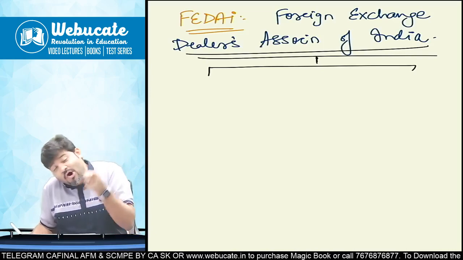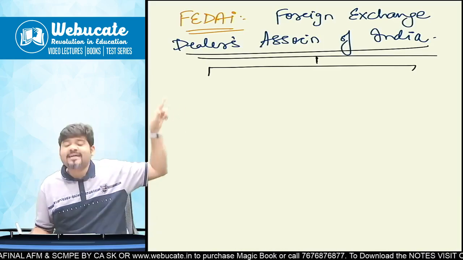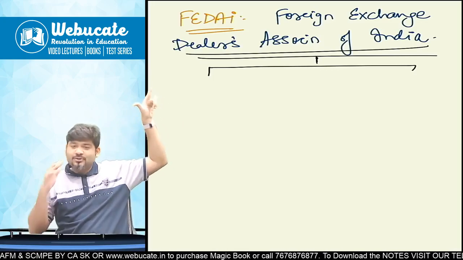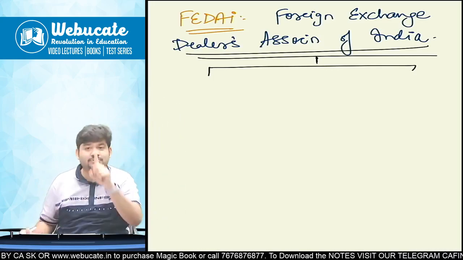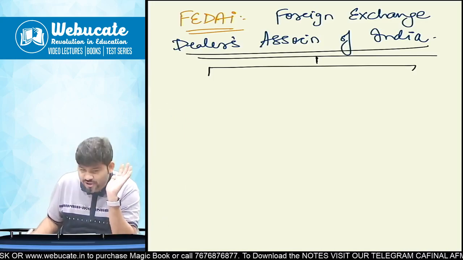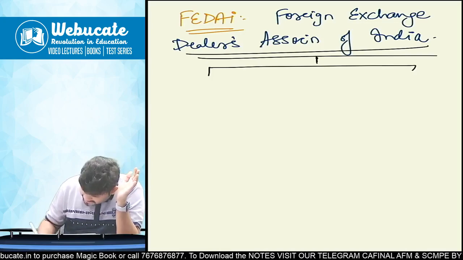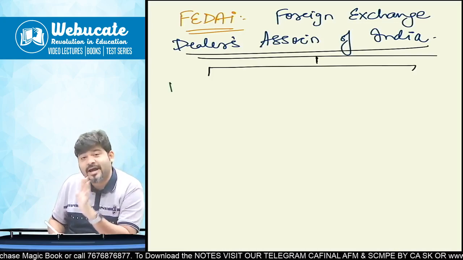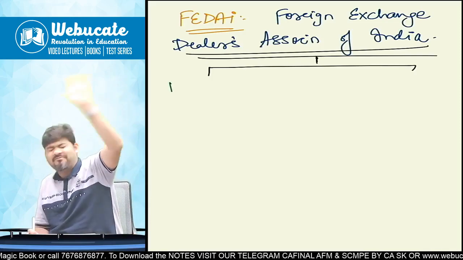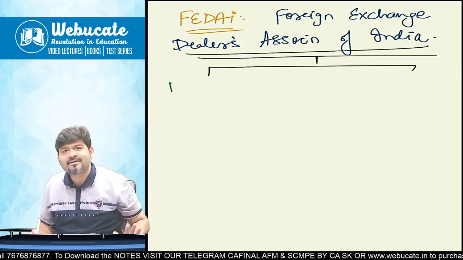For all such things, FEDAI has made certain rules, and those rules are to be followed by us. That is what we are going to study at every juncture. Everybody with me? So what is the first best thing that is going to happen? Sir, delivery on time. For this, we don't need FEDAI, we don't need Sankalp, we don't even need a chartered accountant. We don't need anybody.